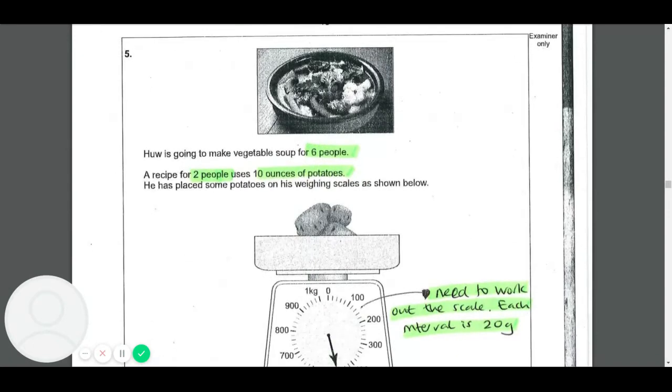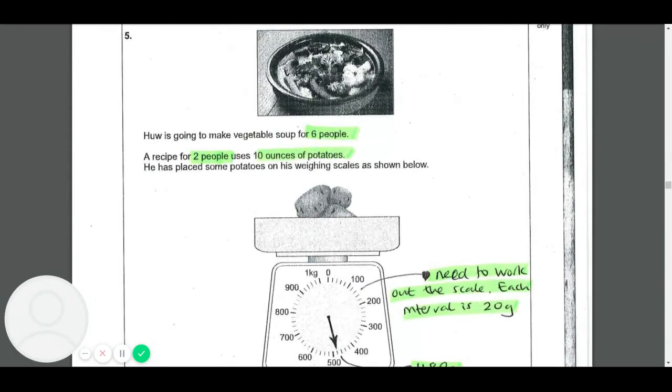Next question. Hugh's going to make vegetable soup for 6 people. A recipe for 2 people uses 10 ounces of potatoes. Puts them on the weighing scales as shown.